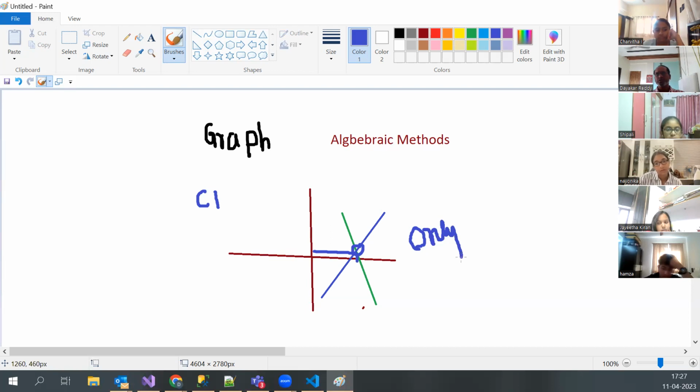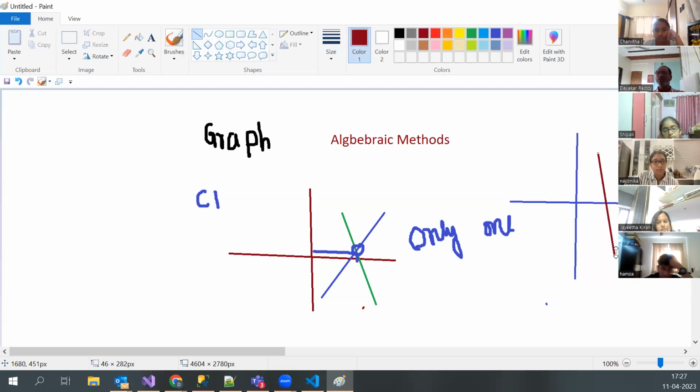Only one solution, right? The second thing: let us assume that this is the x-axis, this is the y-axis, and there is a line here, and another line is also intersecting on the same line. That means how many solutions are there? Infinite solutions. This is also satisfying. It has infinite solutions.